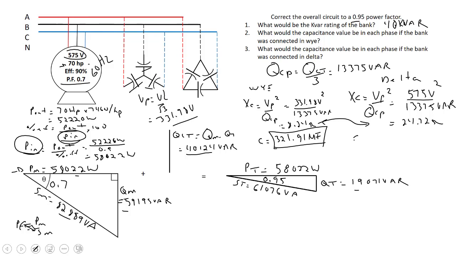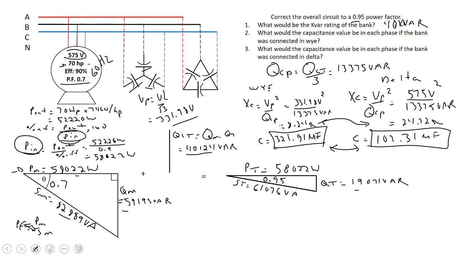And converting that to capacitance using our 1 over 2 pi f XC formula, you're going to work out to be about 107.31 microfarads. So in delta, it's 107.31. So just remember that relationship again. It's about a third the size of capacitance if it was in delta than in Y.